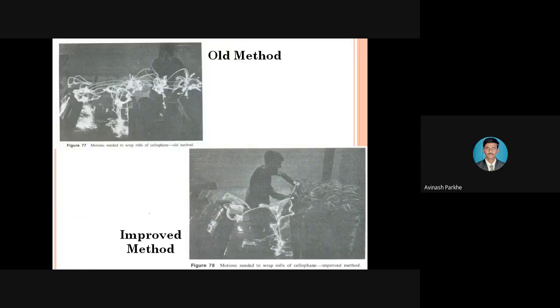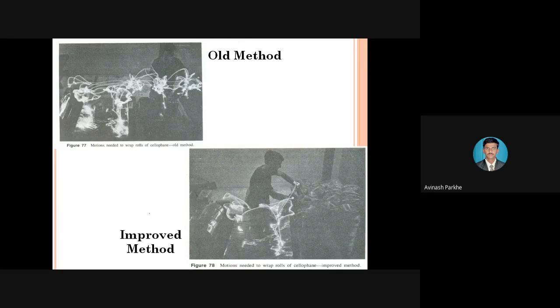So in yesterday's lecture we discussed this particular figure, the older method and the improved method. In the older method we can see how the repetitive movements are taking place, and those repetitive movements are represented by the white color. Maybe the operator is working on any one machine, and during operation how the repetitive movements are taking place can be represented by those white lines.